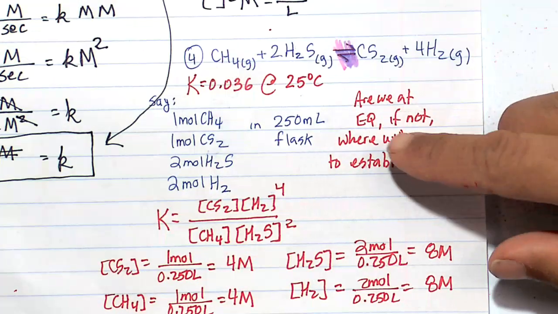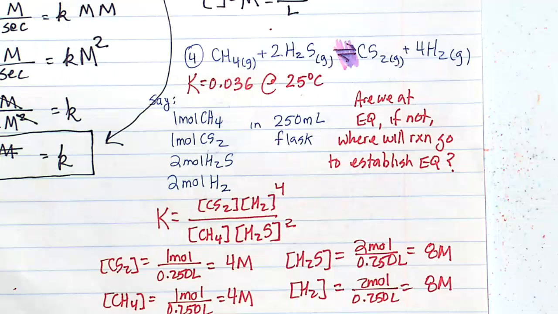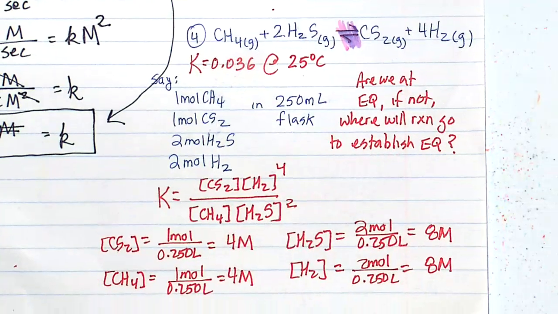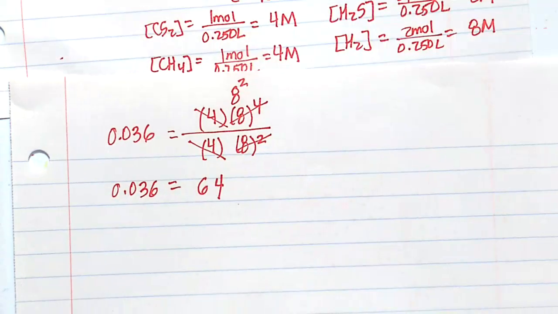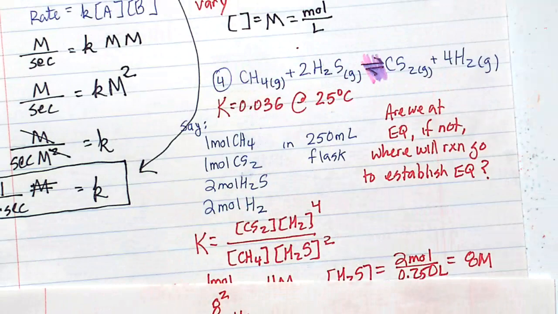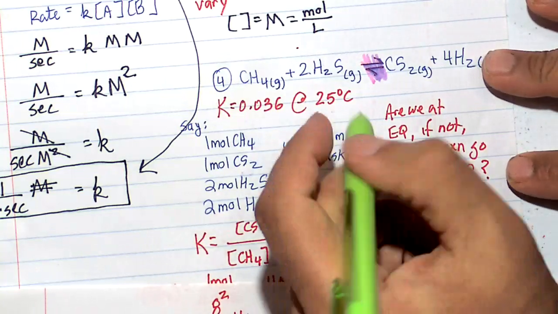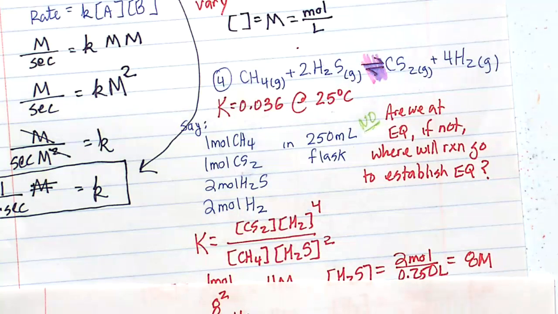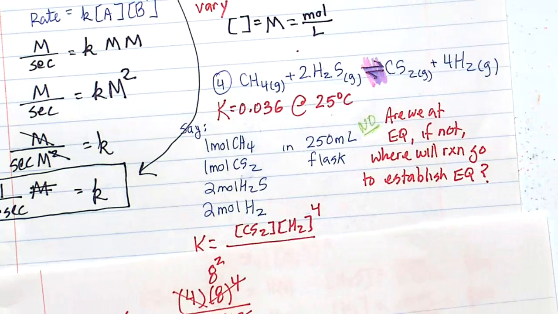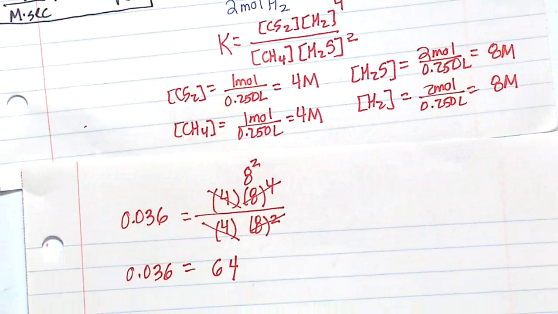Are we at equilibrium, first and foremost? Yes or no? No. 64 does not equal 0.036, which was the equilibrium constant given to you at the temperature. So we're not at equilibrium. How do we get it to equilibrium? Which way will the reaction go to establish equilibrium?